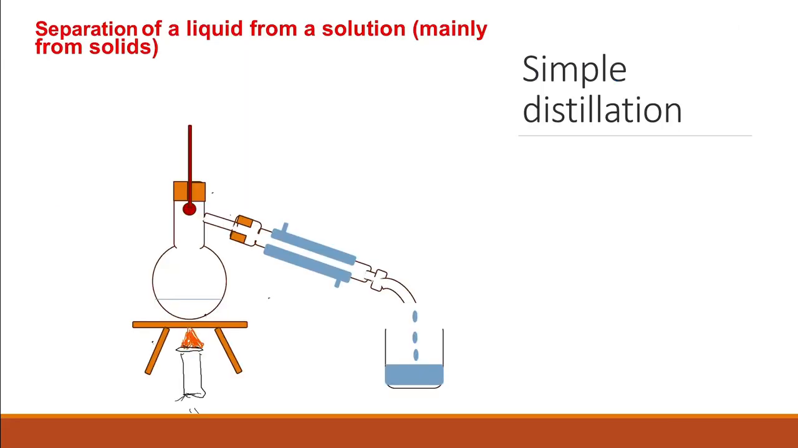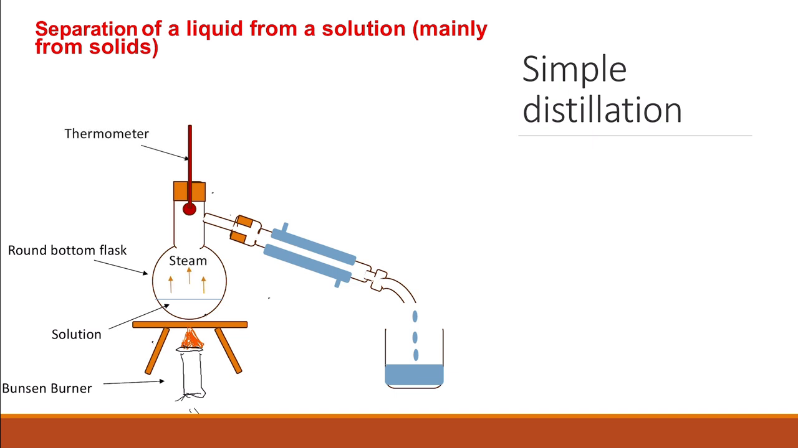To separate a liquid from a solution, mainly from a solid, we use simple distillation. In simple distillation, you have your solution, put it in a round bottom flask, and you heat it using a Bunsen burner, and then the steam will start to form or the solvent will start to evaporate. You connect your round bottom flask with a Liebig condenser which has cooling water. Water goes in from the bottom and goes out from the top.